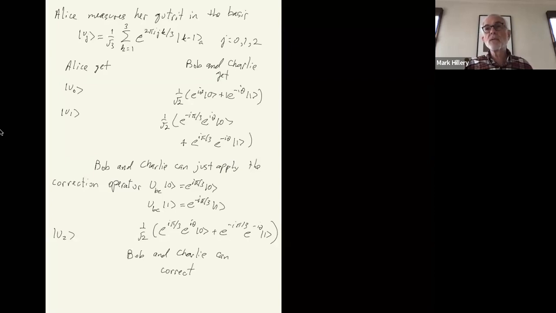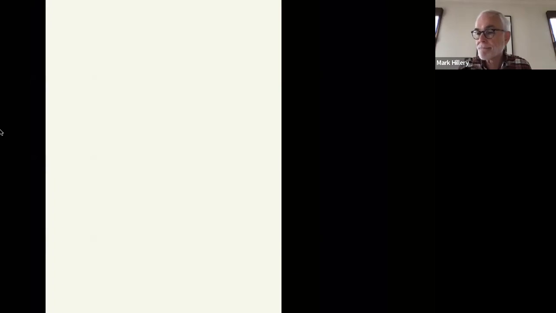Okay, so you can use remote state preparation to send a known state to more than one receiver. So that's the lesson here. Okay, so let me just mention that this works.